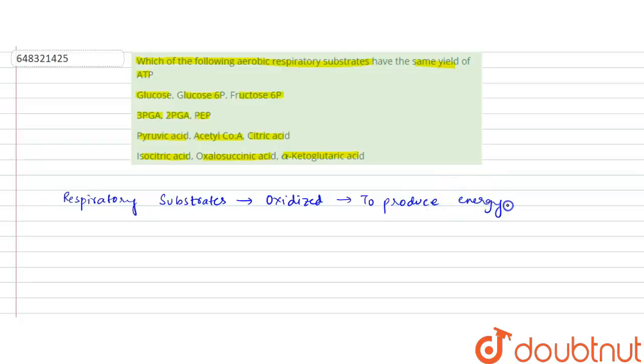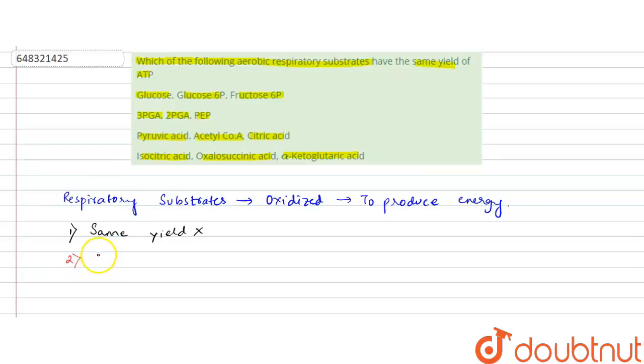Now if we look at the first option, we have glucose, then glucose 6-phosphate and fructose 6-phosphate. Basically these are the steps of glycolysis, right? But in this, the glucose gets converted into glucose 6-phosphate and the glucose 6-phosphate gets converted into fructose 6-phosphate, right? So in the first case scenario, we can see that the same yield of ATP is not happening.